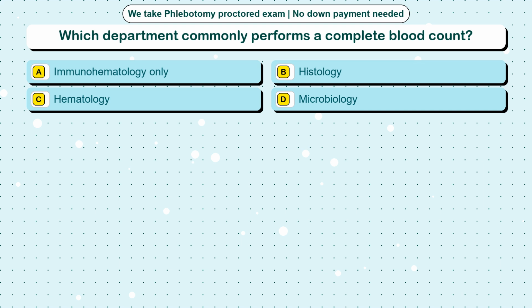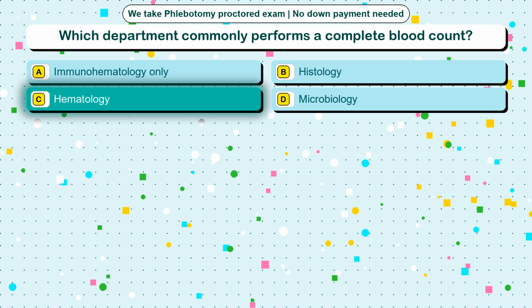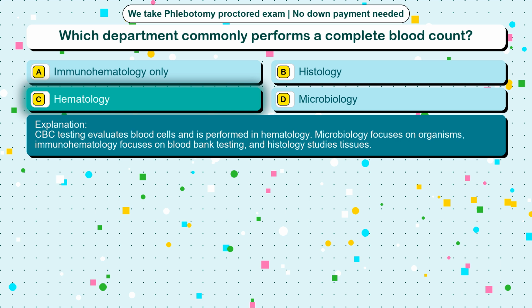Option A, immunohematology only. Option B, histology. Option C, hematology. Option D, microbiology. The correct answer is option C, hematology. CBC testing evaluates blood cells and is performed in hematology. Microbiology focuses on organisms, immunohematology focuses on blood bank testing, and histology studies tissues.